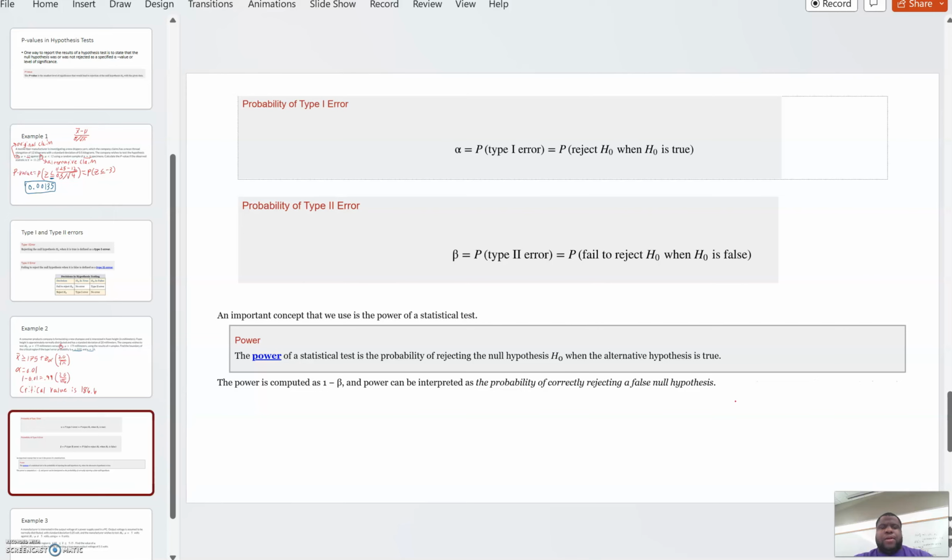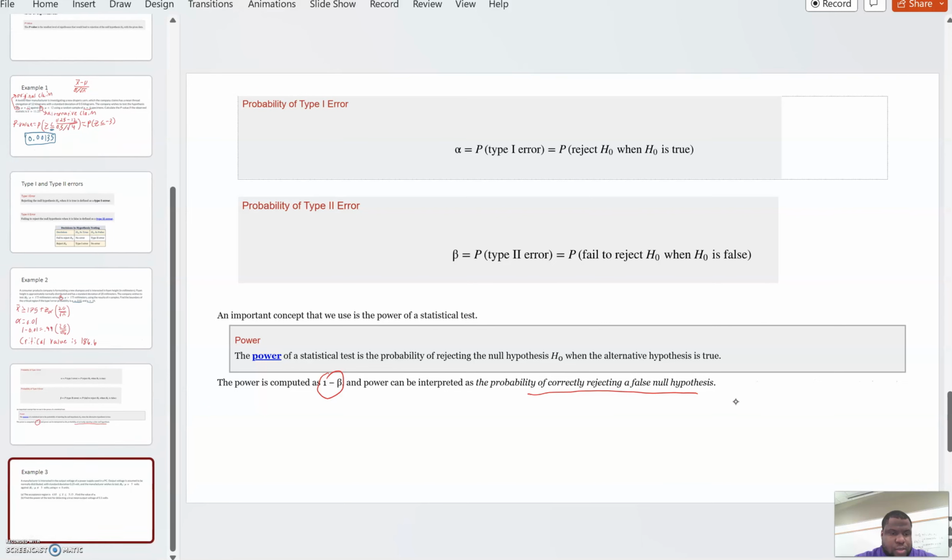Now, an important concept that we use is power. The power of a statistical test is the probability of rejecting the null hypothesis when the alternative hypothesis is true. Power can be calculated by doing 1 minus beta, and power can be interpreted as the probability of correctly rejecting a false null hypothesis. So what's the likelihood of me doing the right thing when rejecting a false null hypothesis?